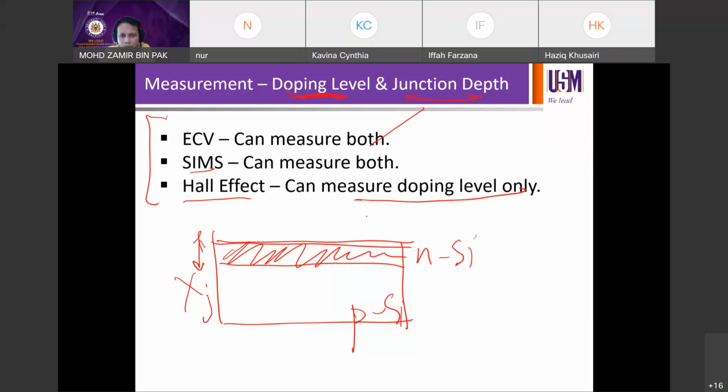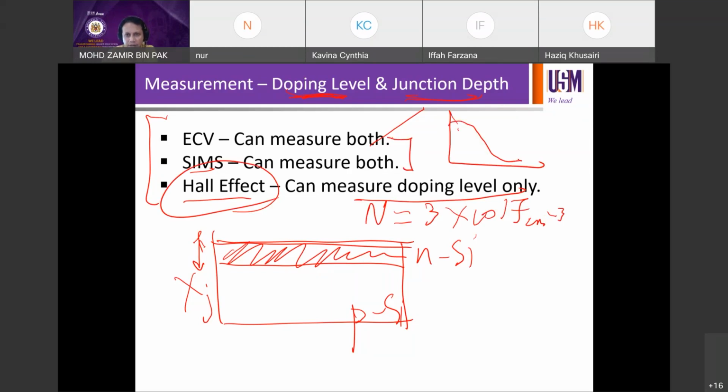So you can only know your doping level is, say, 3 times 10 to the 17 on the surface, but you don't know the profile, you don't know the kinks, you don't know the depth exactly, right? You can use an equation to derive it, but then you don't get to see visually what the junction depth is. But if you use ECV and SIMS, you can plot this.